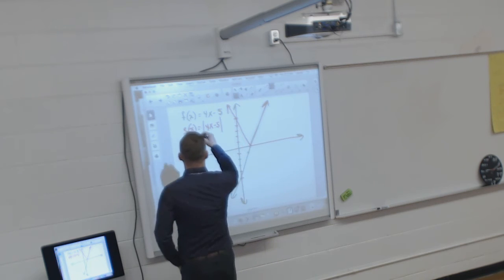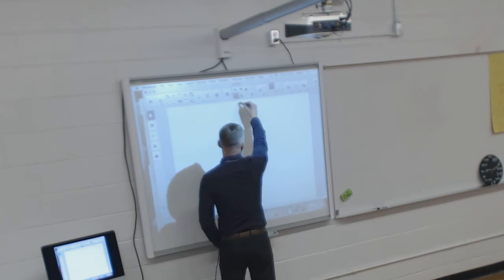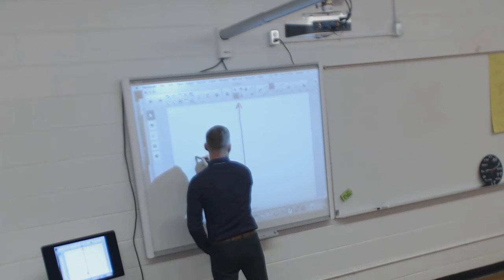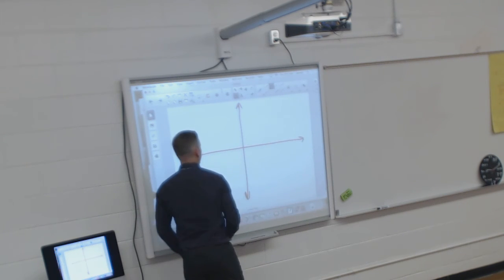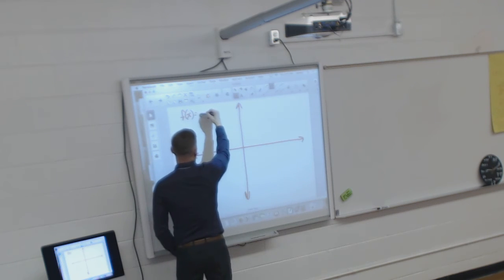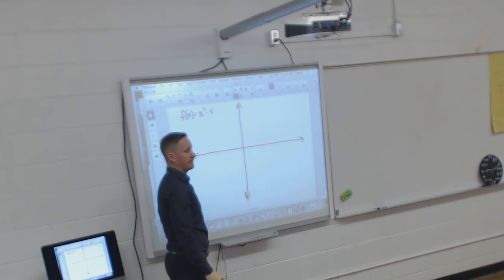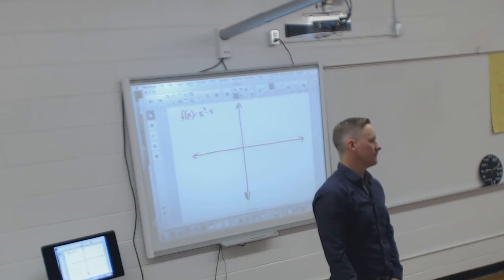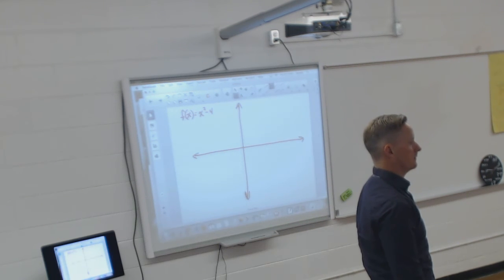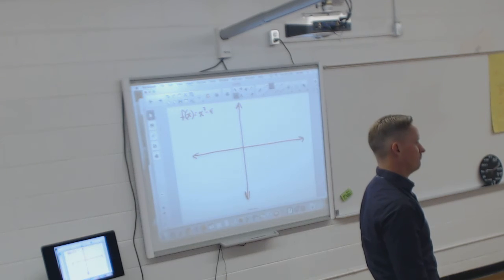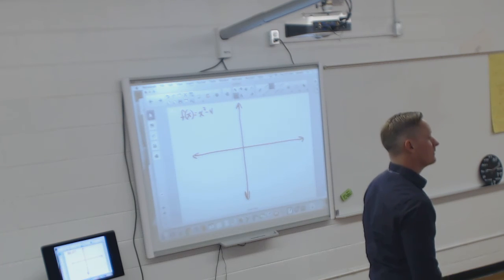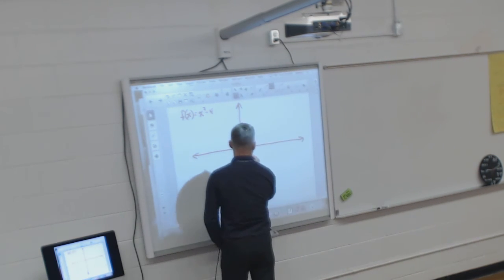Alright, here's where it gets a little more complicated. But it's not really that complicated because you're doing the same thing. I'm going to graph f of x equals x squared subtract 4. Okay, what's my vertex? 0 and 4. 0 and what? Nope. Close. What is it? Okay, good, Alexa. My vertex?